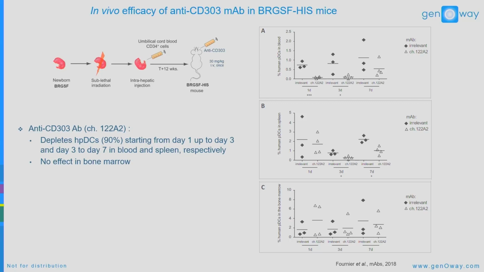When this antibody was injected into the model, one injection at 30 milligrams per kg, this is what we observed. 1 day later, we start to see a depletion of the PDCs in the blood of the animals. That was still visible at day 3. And at day 7, you have the renewal of the PDC compartment, which is visible here. Looking into the spleen, that depletion is shifted and starts at day 3 and day 7. And in bone marrow, we haven't seen any depletion at all, so the antibody did not reach the bone marrow and was not efficient there.